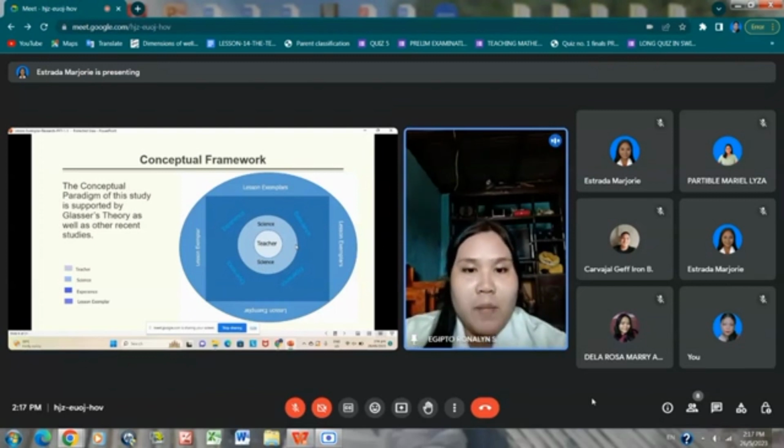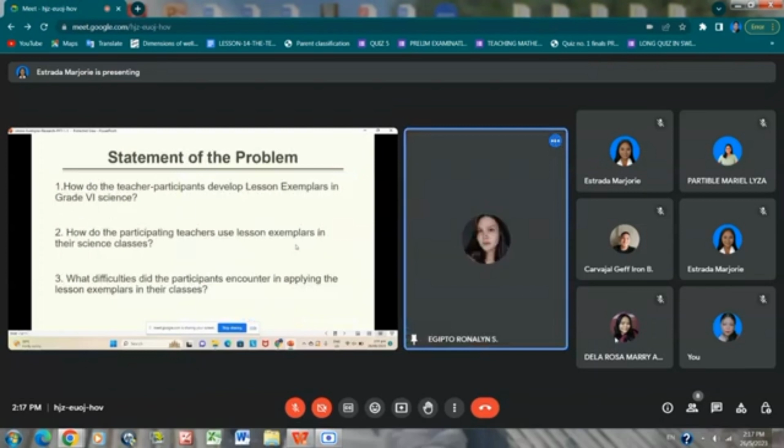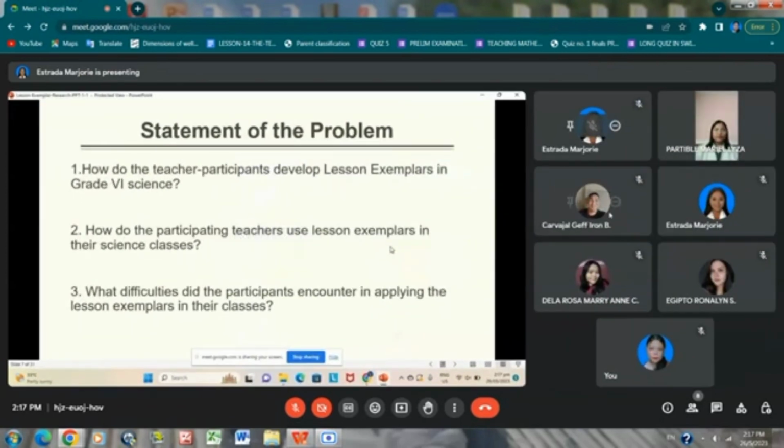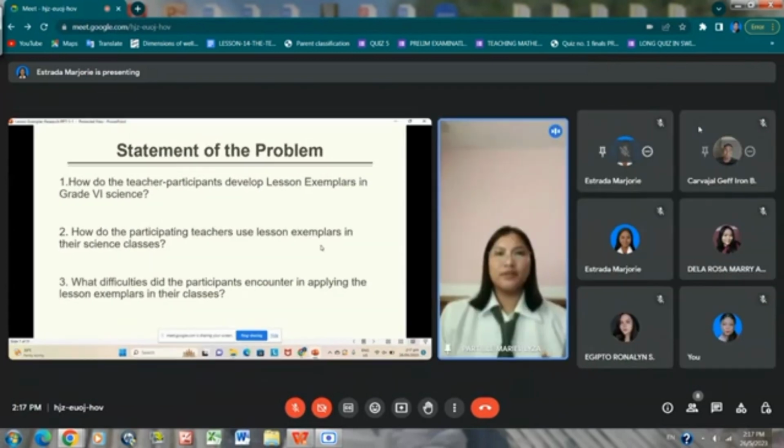Let's move on to the SOP, statement of the problem. The present research analyzes the teachers' experiences in using science lesson exemplars in grade 6. Specifically, it sought to answer the following questions. Number 1. How do the teacher participants develop lesson exemplars in grade 6 science? Number 2. How do the participating teachers use lesson exemplars in their science classes? And last, number 3. What difficulties did the participants encounter in applying the lesson exemplar in their classes?